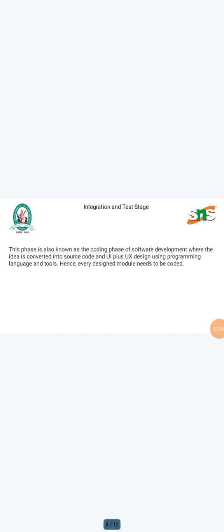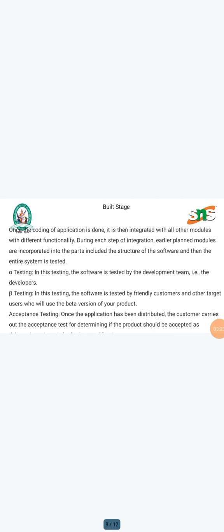Build stage. This phase is also known as the coding phase of software development, where the idea is converted into source code and UI plus UX design using programming language tools. Hence, every design module needs to be coded.